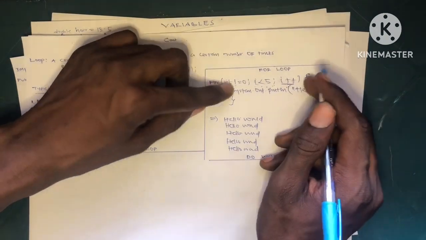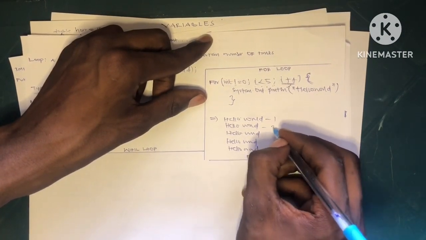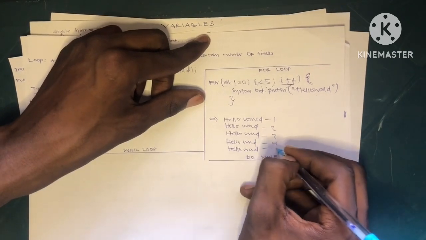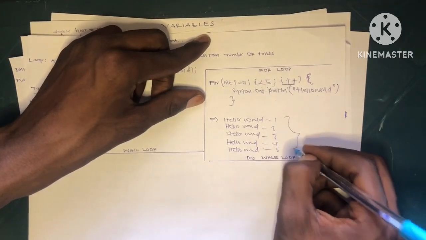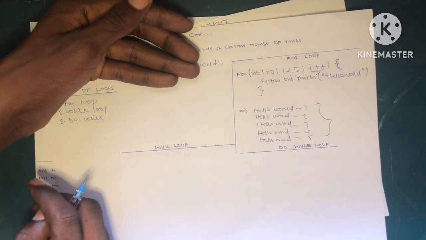Then at this point it will end the entire program. Now if you count 1, 2, 3, 4, 5, it has executed our code 5 times. Now let's come back to the while loop. This is how you write this program using a while loop.